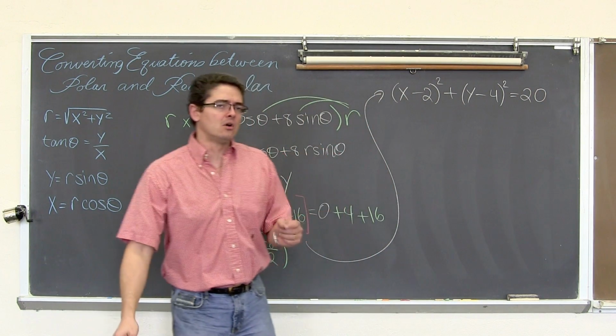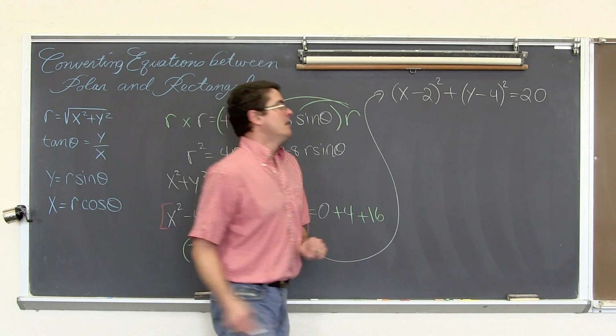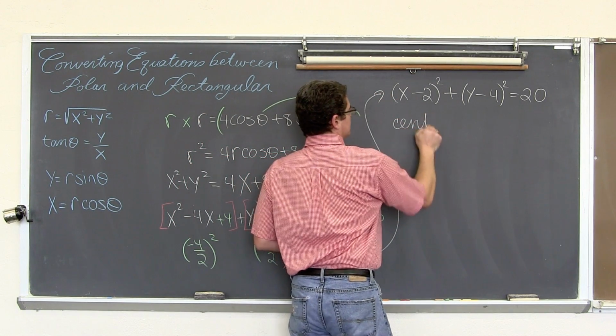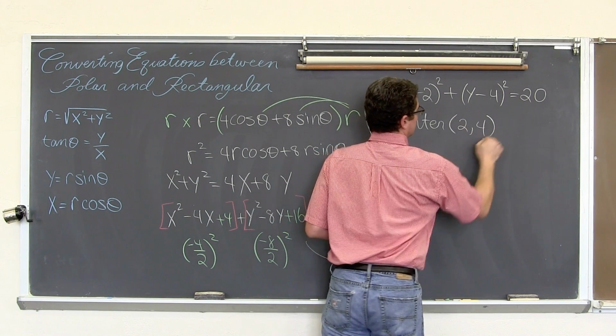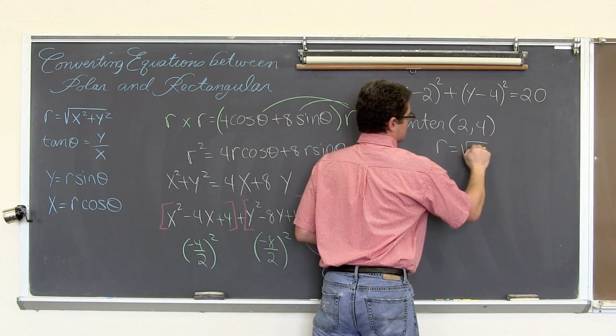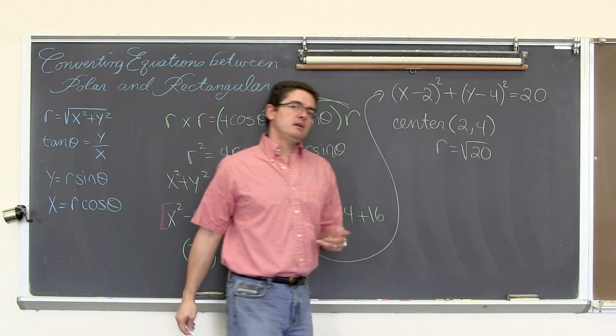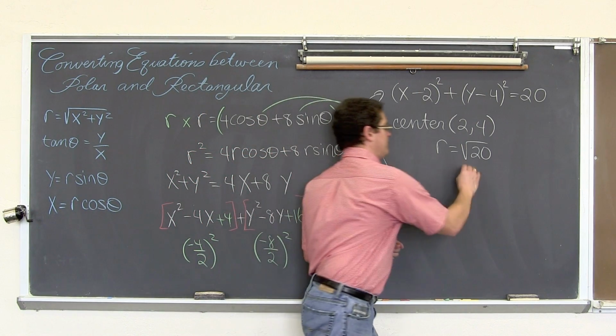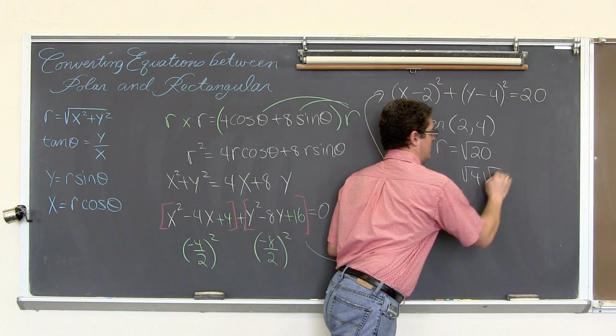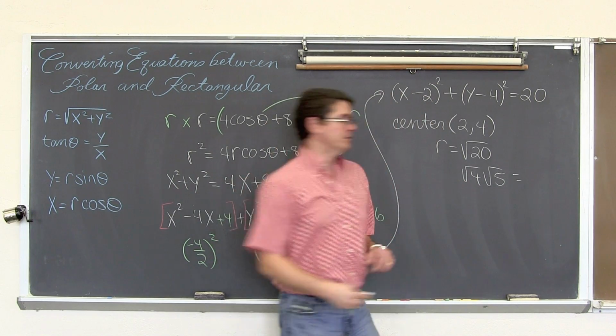Now we have the circle in standard form, and its center is at 2, 4, and its radius is the square root of 20, which is the square root of 4 times the square root of 5, and the square root of 4 is 2.